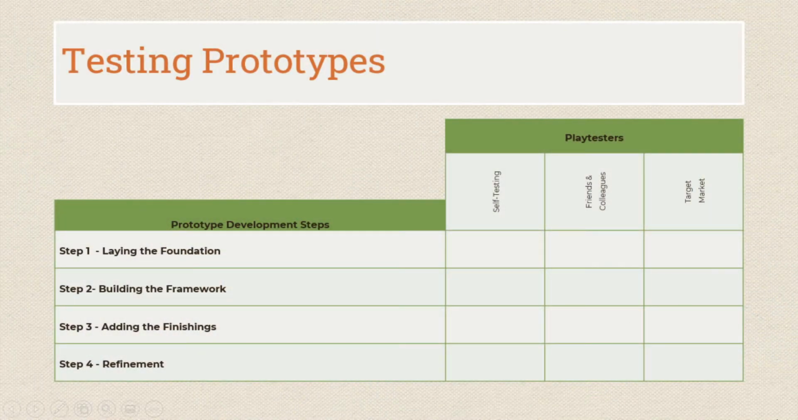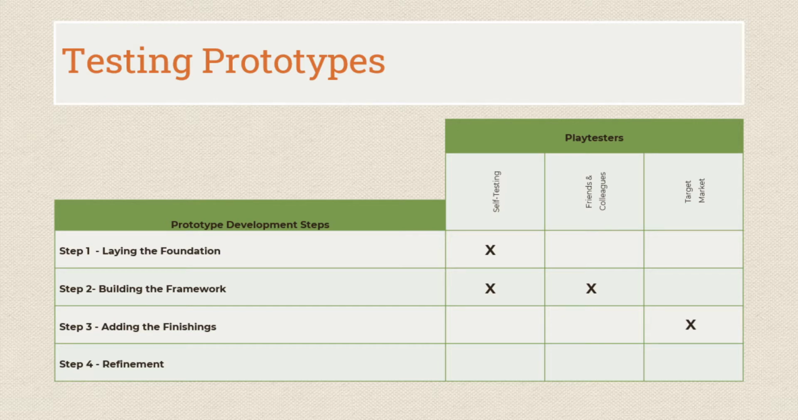For example, during step 1 of laying the foundation for your prototype, you should conduct self-testing. During step 2 of building the framework of your prototype, again, you're going to want to do some self-testing, but as the game evolves, you will bring in friends and colleagues to test the game. During step 3 of adding the finishings, this is when you're going to want to bring in your target market to test out the prototype.